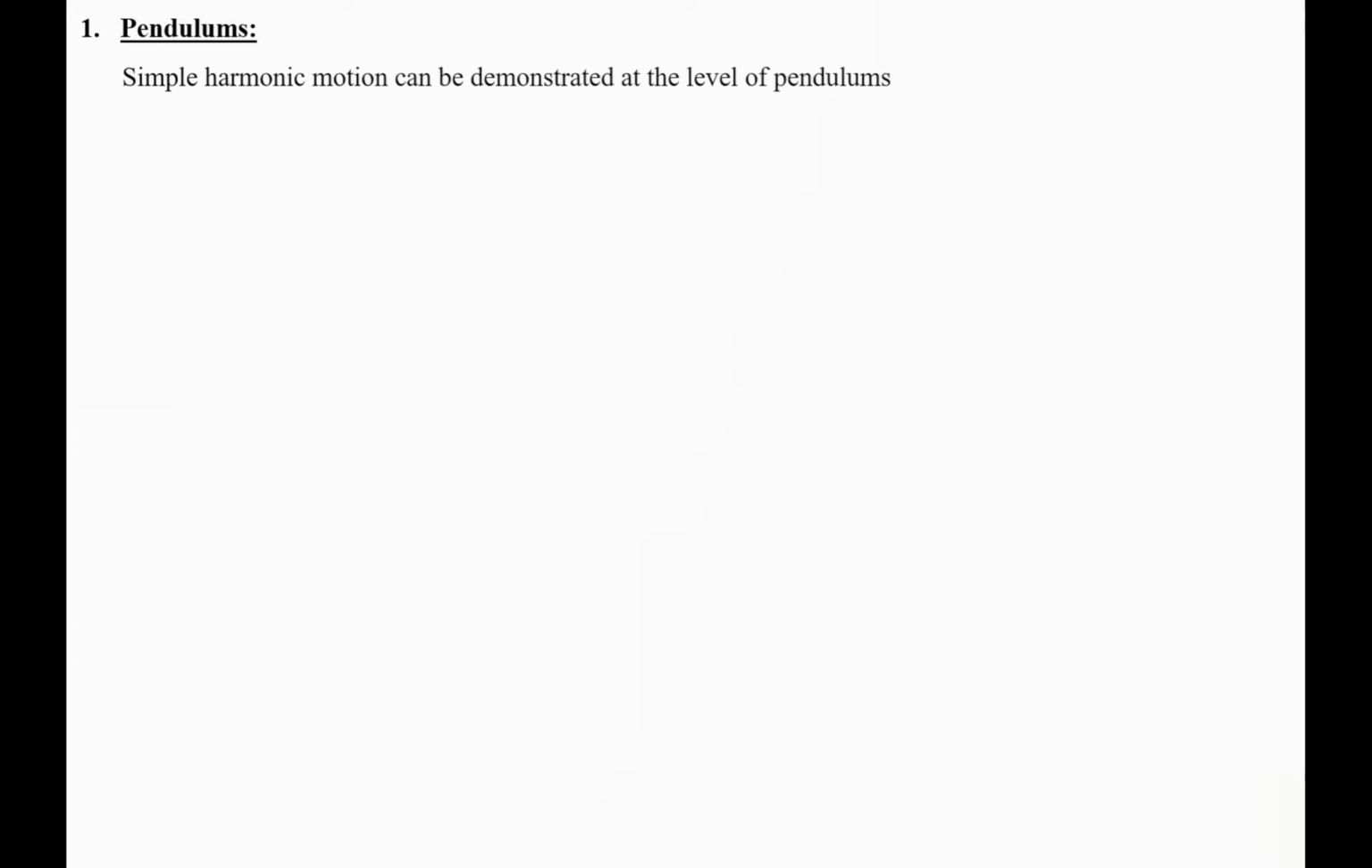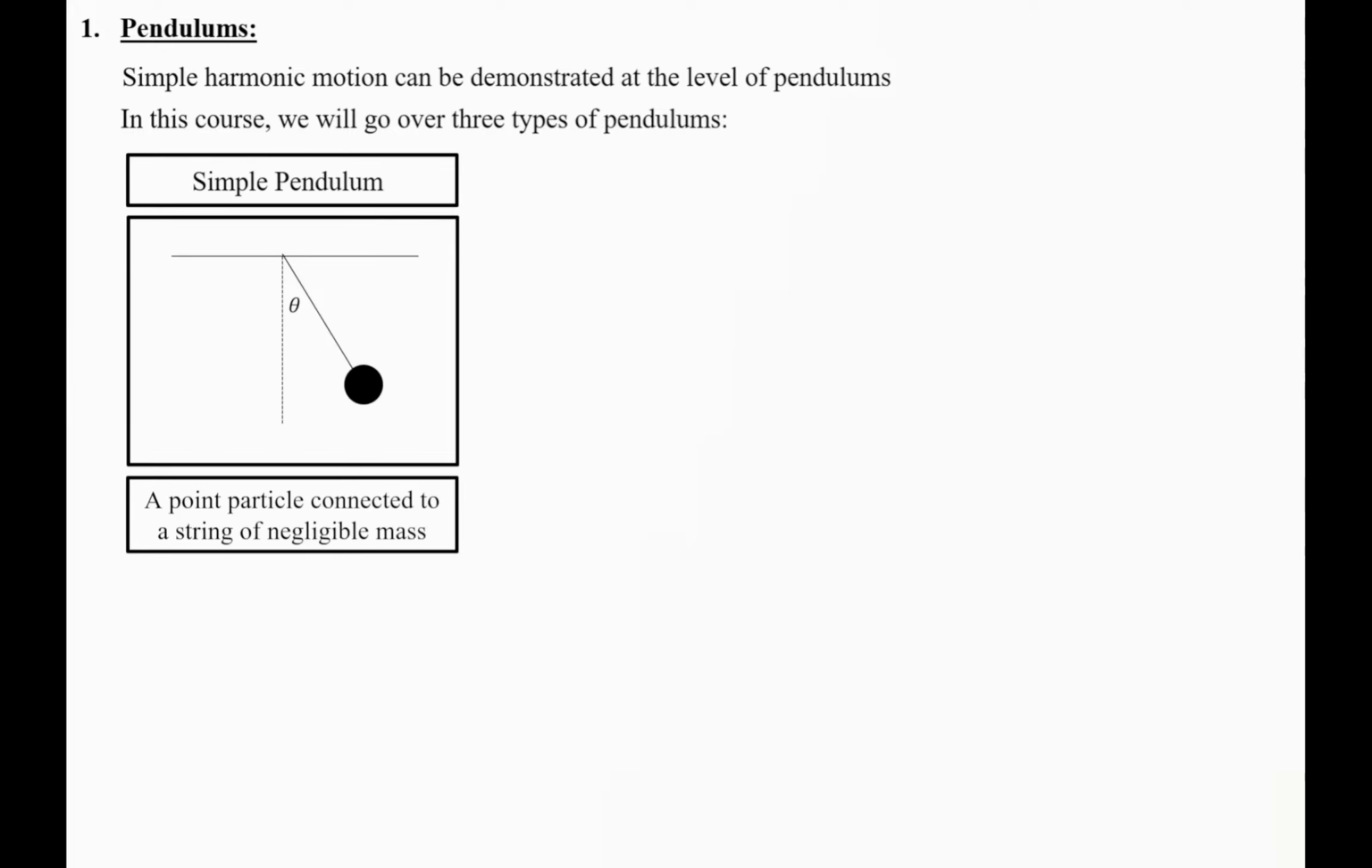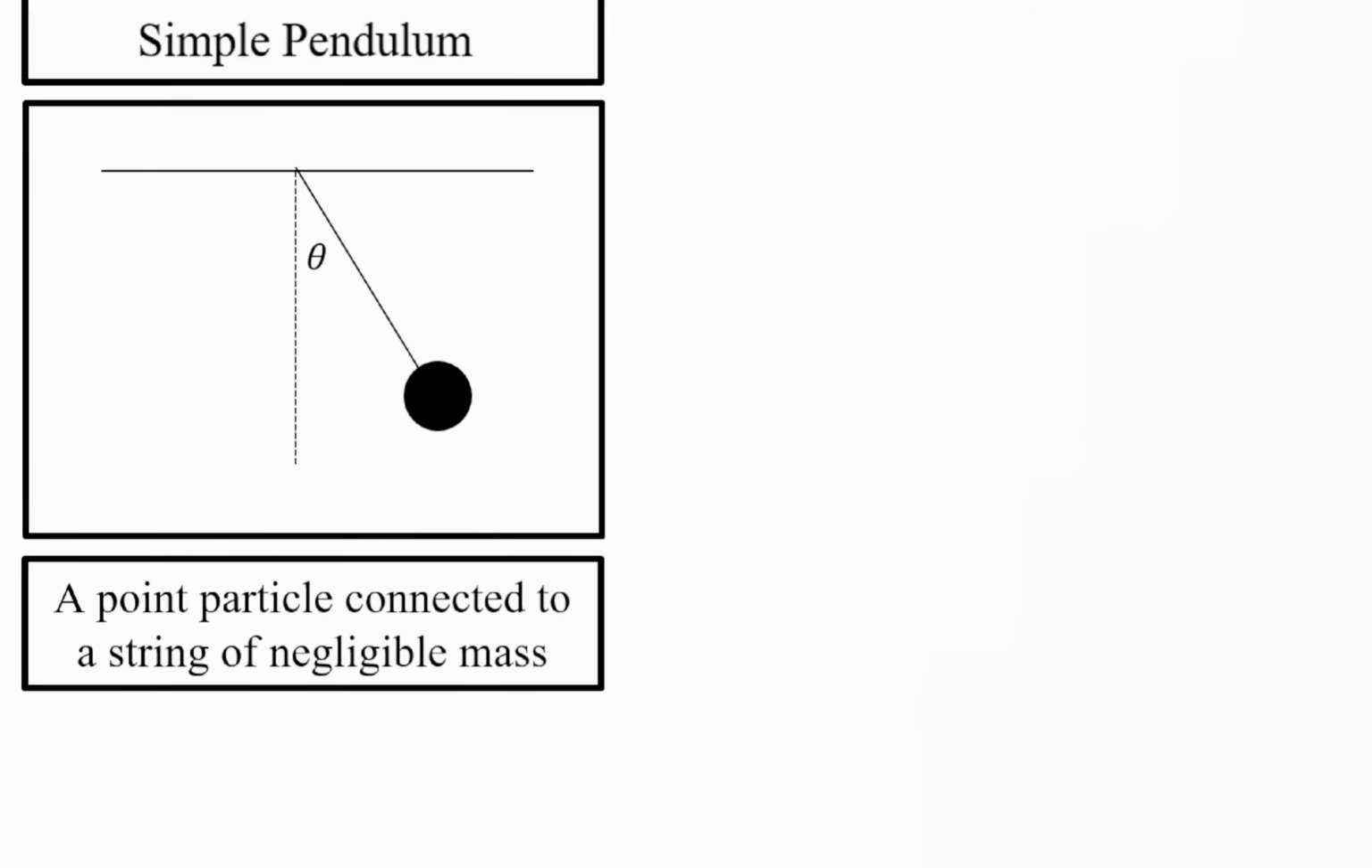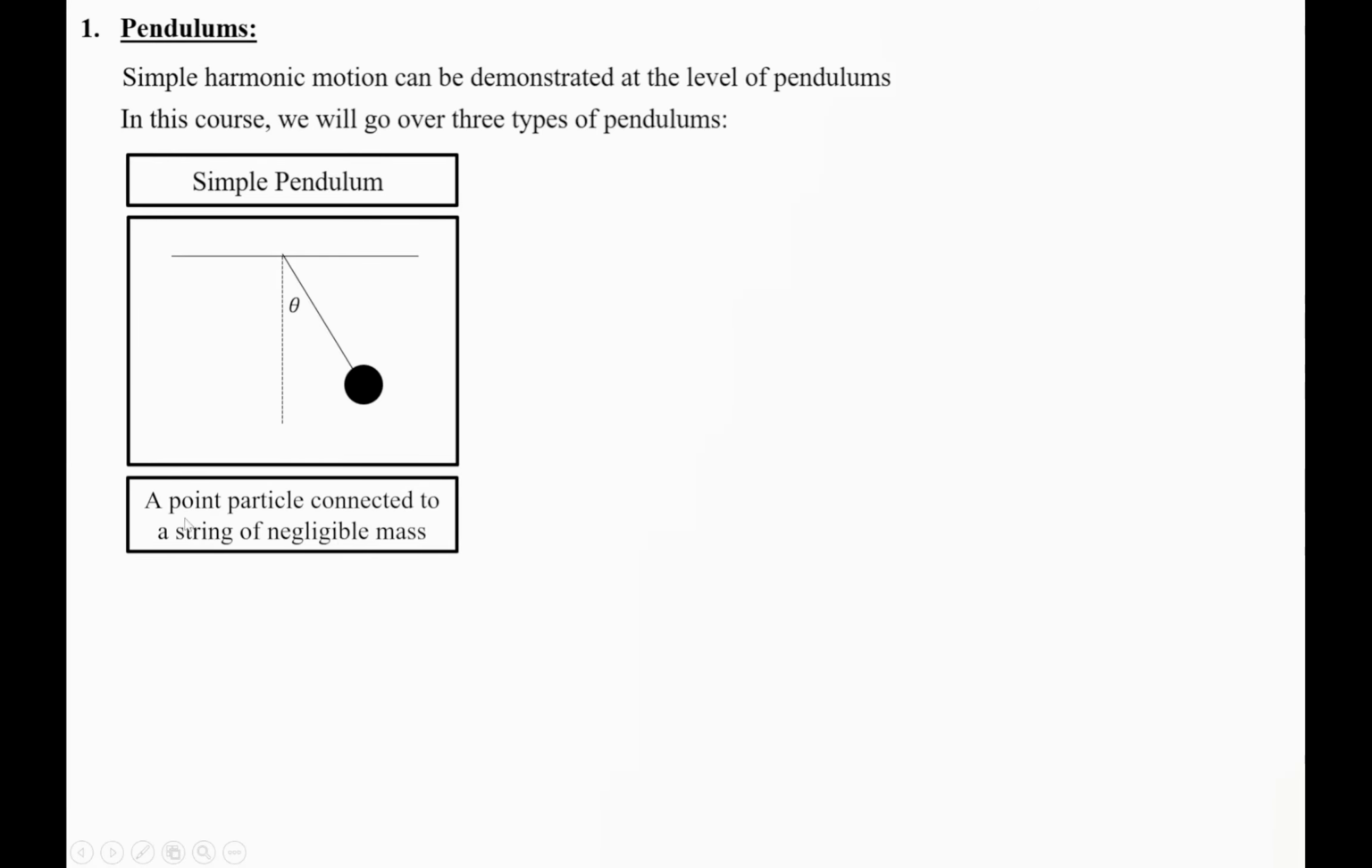Simple harmonic motion can be demonstrated at the level of the pendulums. In this course, we'll go over three types of pendulums. The simple pendulum. What is a simple pendulum? In which a mass, a point-like object called the bob, is connected to a light string that makes an angle theta with the vertical, so a point particle connected to a string of negligible mass.